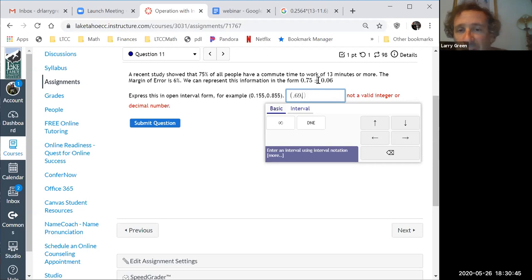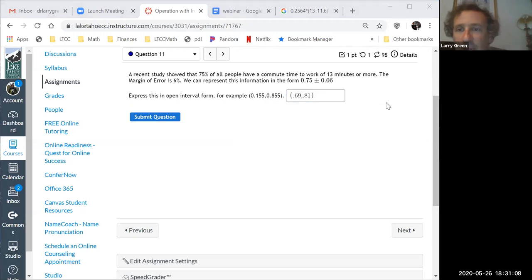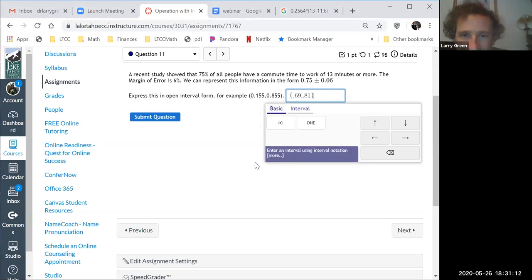And now we're supposed to do the plus. So if you take 0.75 plus 0.06, what do you get? See if we can get two people. Good. 0.81. Okay. Any questions on that? And notice it doesn't say invalid anymore. Okay, it's actually much happier now.